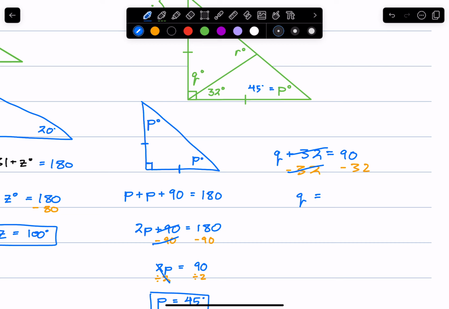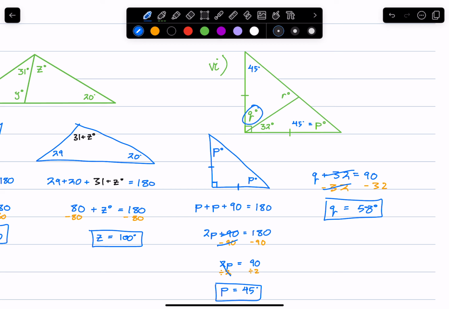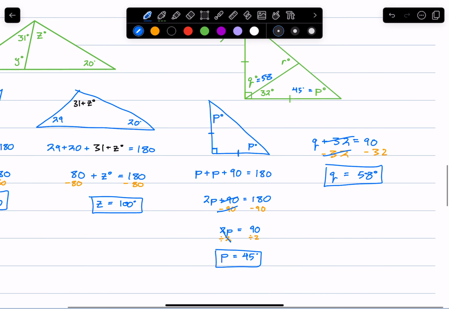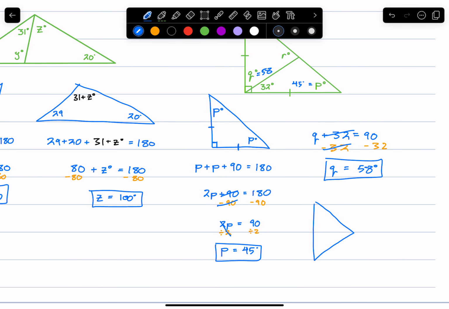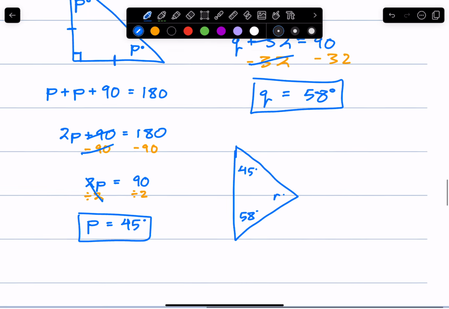This will give us 90 minus 30 is 60. 60 take away 2 is 58 degrees. So Q is 58 degrees. So that is 58. And now, if we go to calculate this triangle, which I'll draw out here, you can see that this angle is 58. This angle here matches to 45. And this one remains as R.